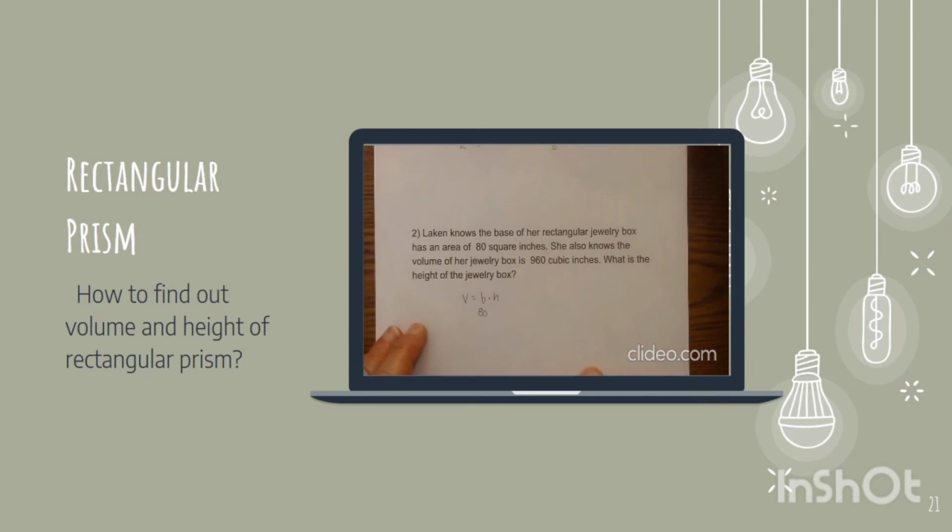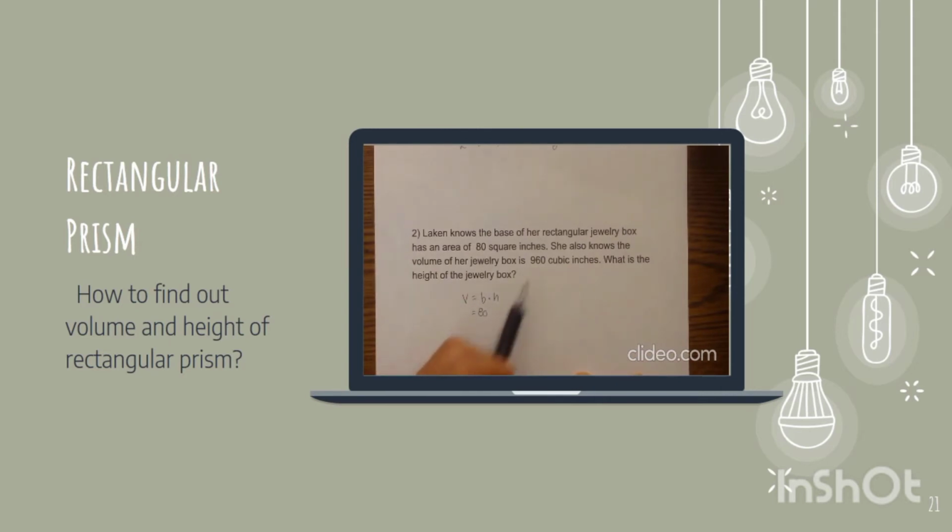Okay, now let's work this second problem. It says Lauren knows the base of her rectangular jewelry box has an area of 80 square inches. She also knows the volume of her jewelry box is 960 cubic inches. What is the height? So in this particular example, we're going to try to find the height. And we know that the area is given, which is 80. And we know from our original that volume is equal to base times height. So we can plug in the numbers we have and solve for the height.